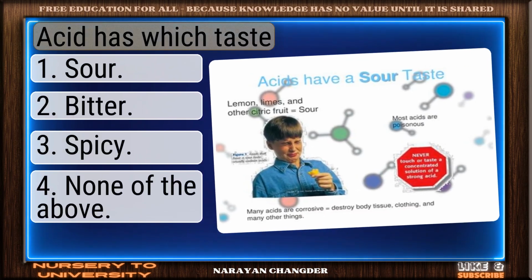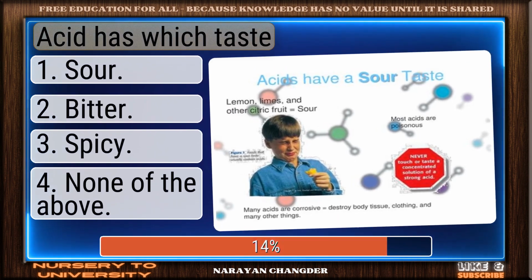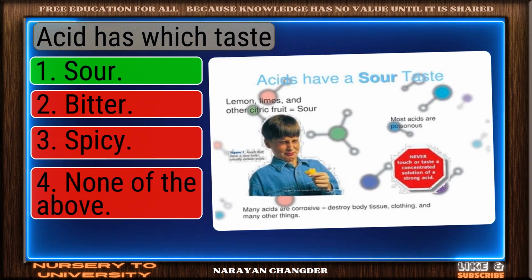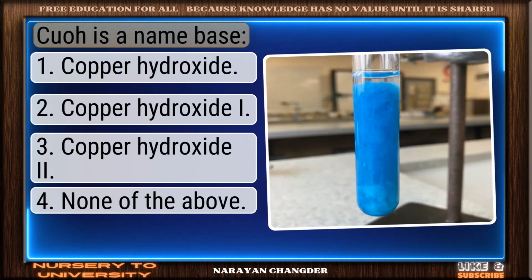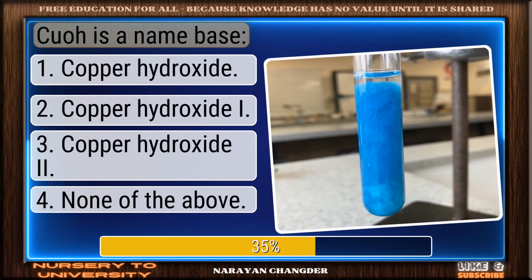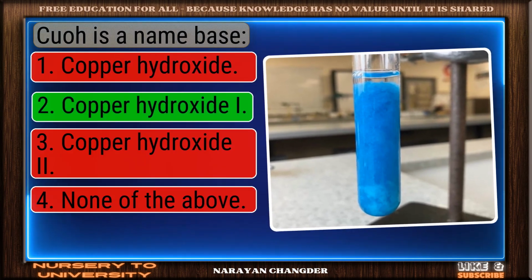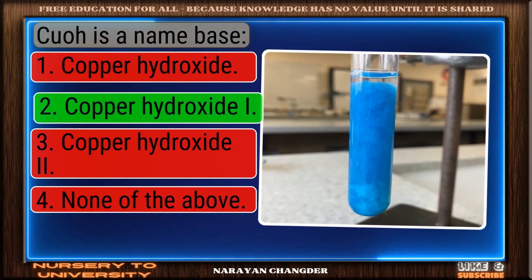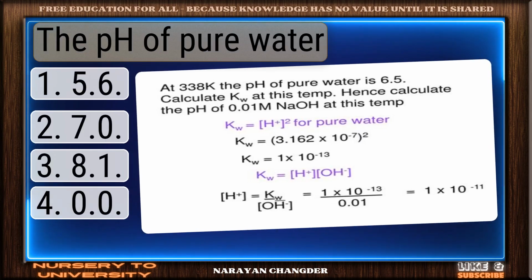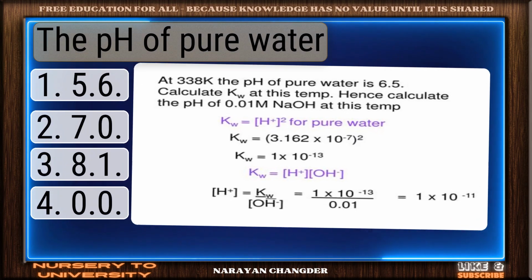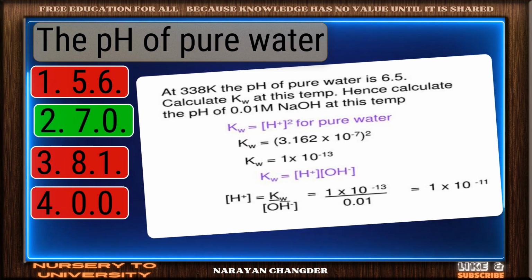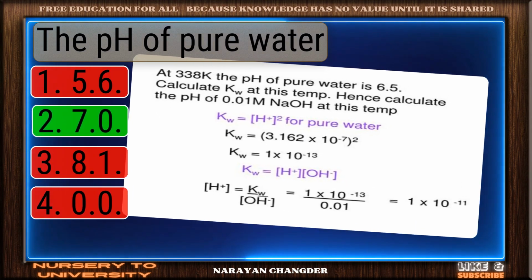Question number 250. Acid has which taste? Excellent choice. Sour is the right answer. Question number 251. Which is a base? Nice selection. Copper hydroxide is the correct and valid answer. Question number 252. The pH of pure water? Well picked. 7 is the correct answer.